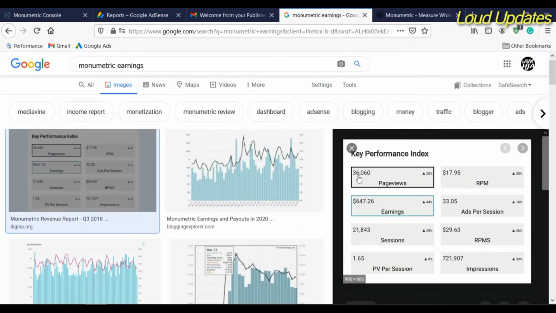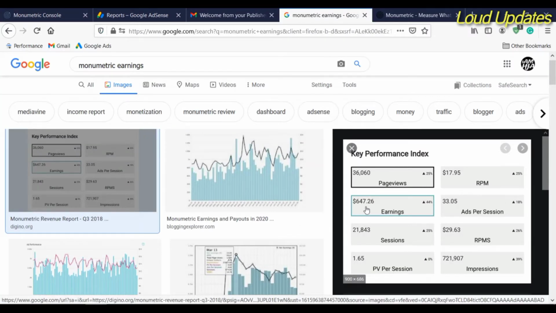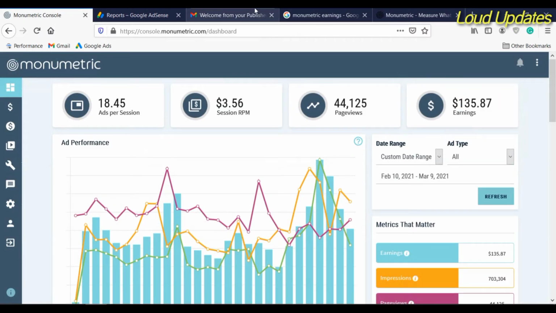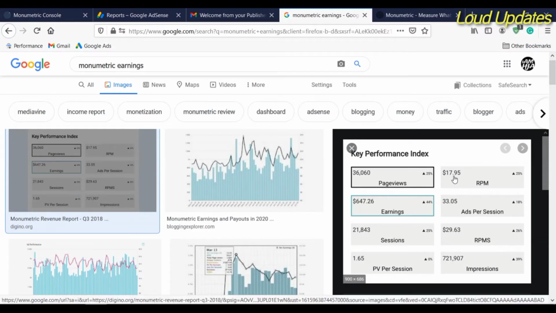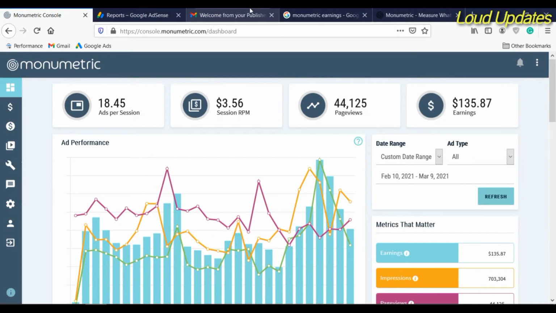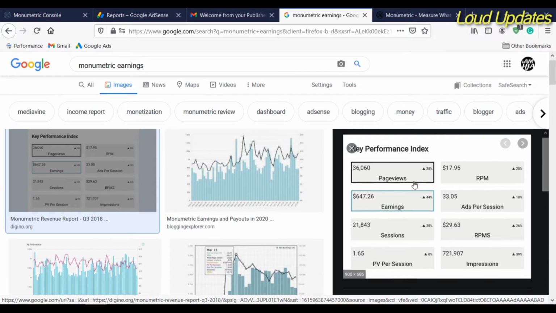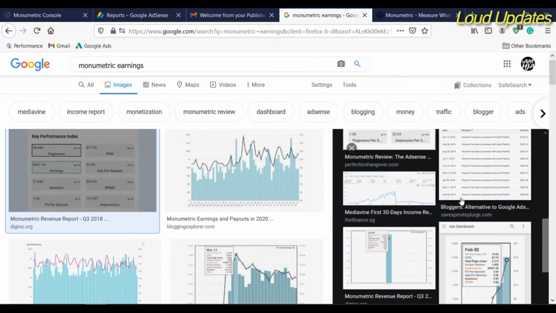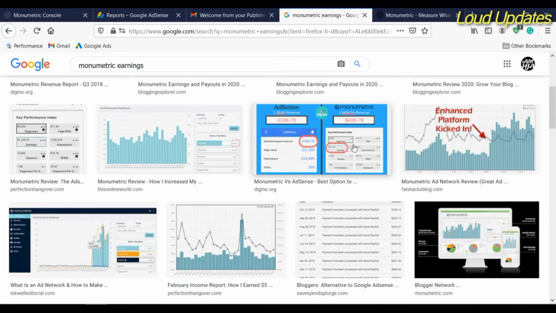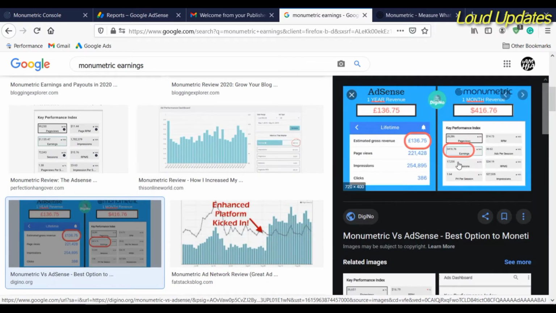17.95, almost $80 RPM. Their RPM is so high because their country traffic is different, their niche is different, their topic is different. Monometric increased my RPM from $3 to $4 to $8. Their RPM increased and they earn almost $700 from 36,000 page views. This is a screenshot from Google. People share their Monometric stats, so you can clearly see their earning is different because their niche is different.